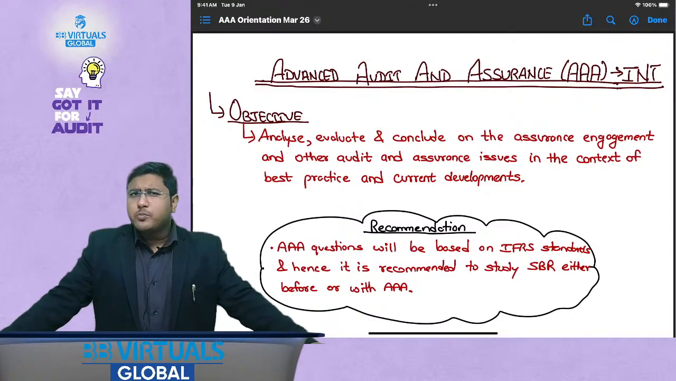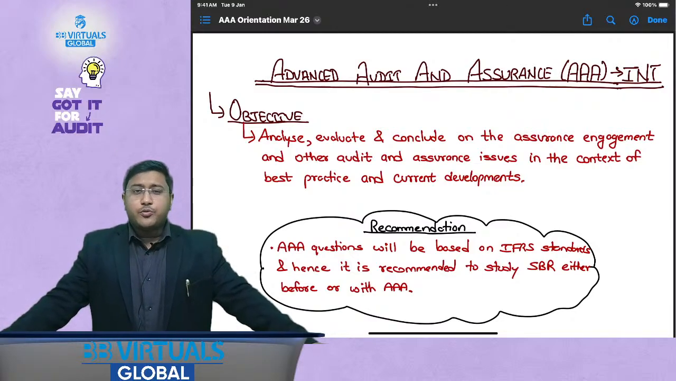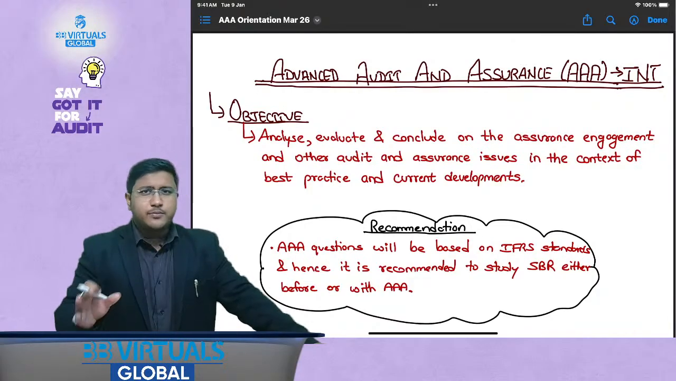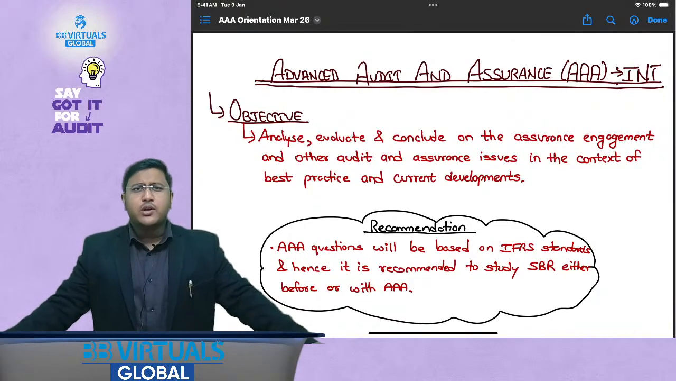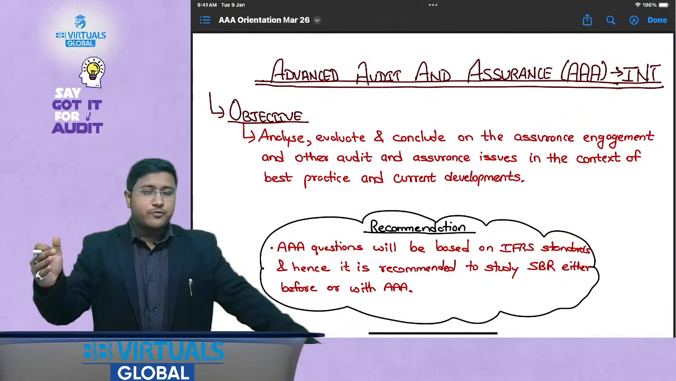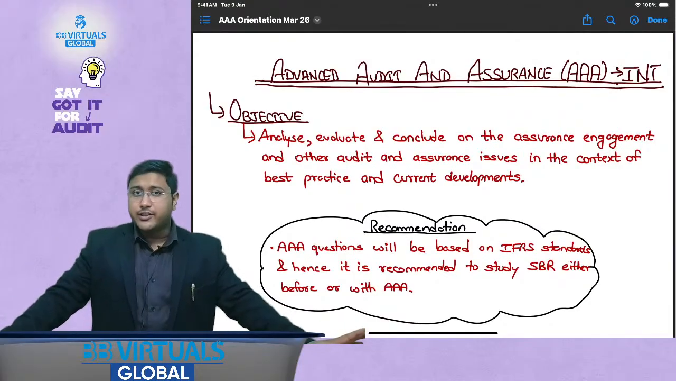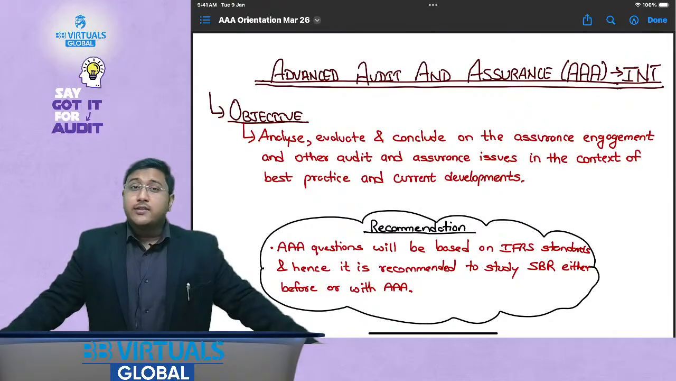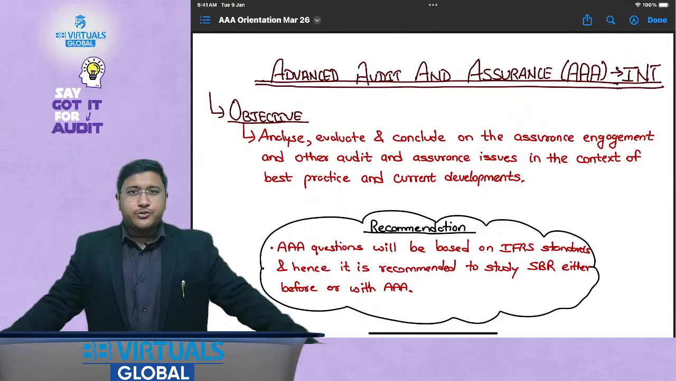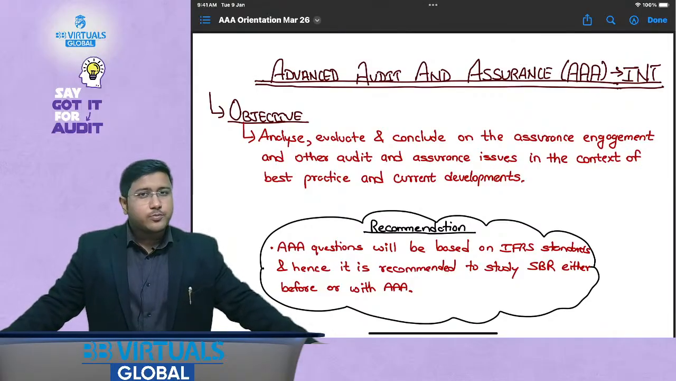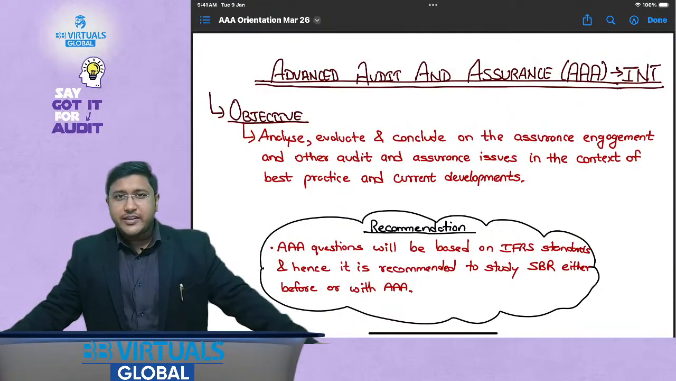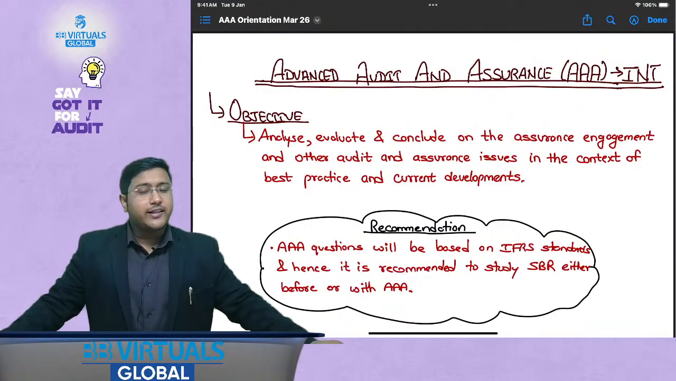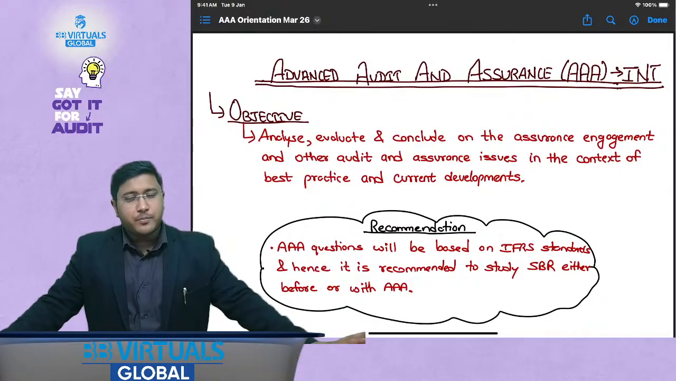But what is going to be the flow? The first thing we are going to do is understand the subject in detail: what AAA is, what it demands and expects from you, and how you should prepare for AAA. Once we complete that, we are going to discuss who should select AAA as their optional paper, and then how you should prepare for it, along with the batch details that I am going to launch for March 2026.